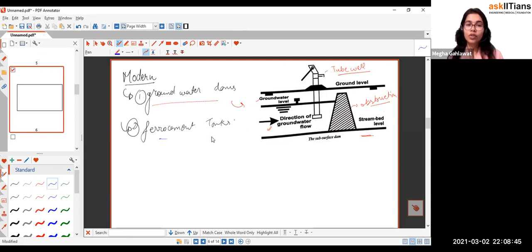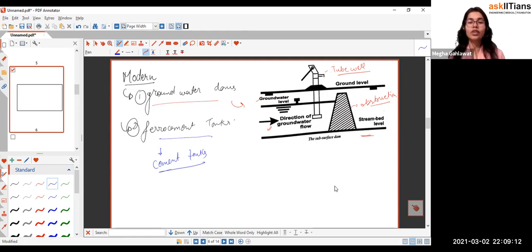And the next thing that we are going to move to is the ferrocement tanks. Now these ferrocement tanks are nothing special but tanks made of cement, which you can find on top of many houses, underground, in many buildings, in hospitals, in parks. Okay, you can find them anywhere.